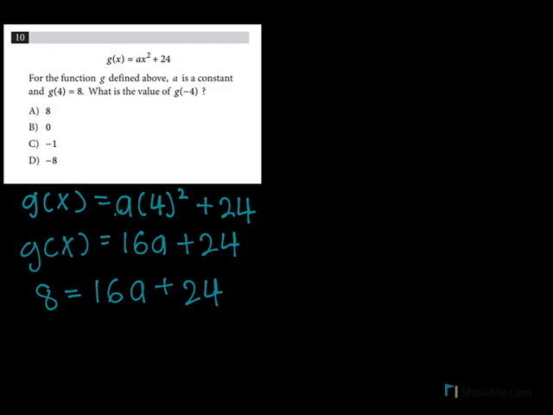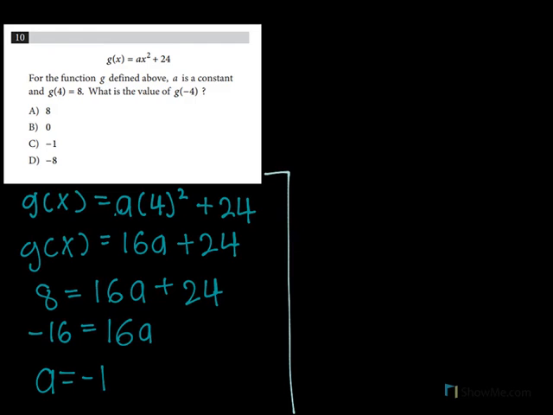And now we can simplify by subtracting 24 on both sides, and 8 minus 24 would be negative 16, and that would be negative 16 equals 16a, and if we were to divide 16 on both sides, we would get a equals negative 1.